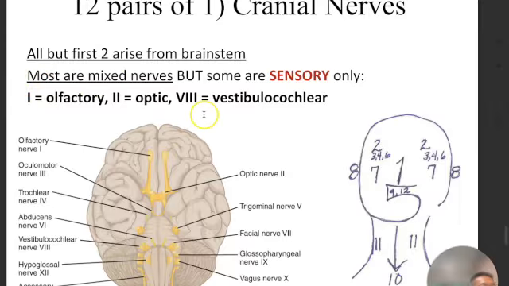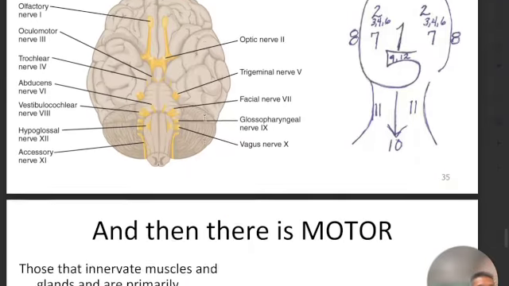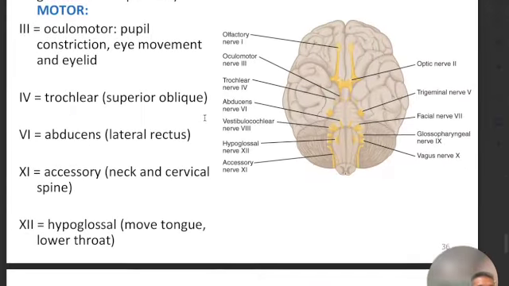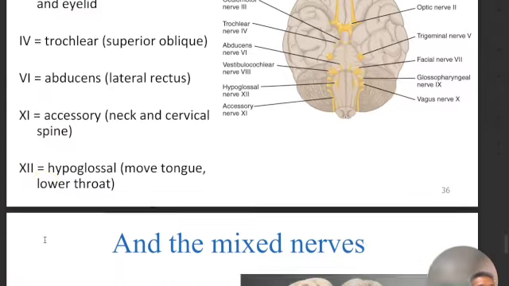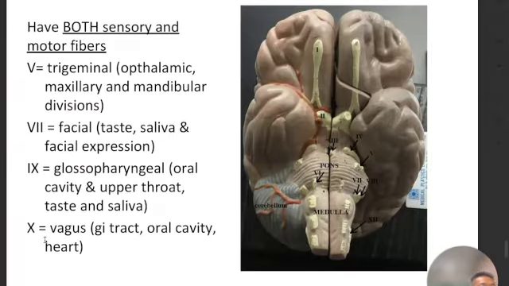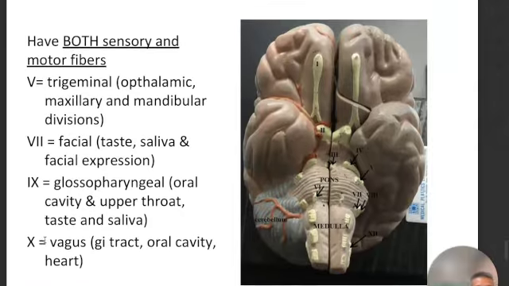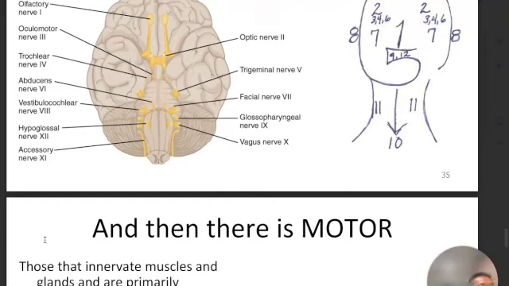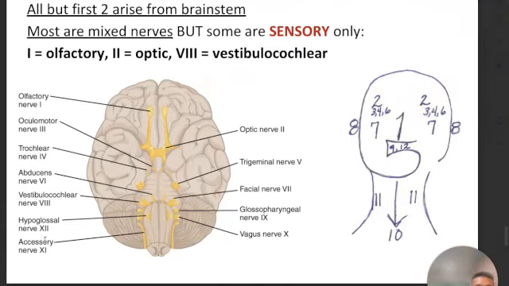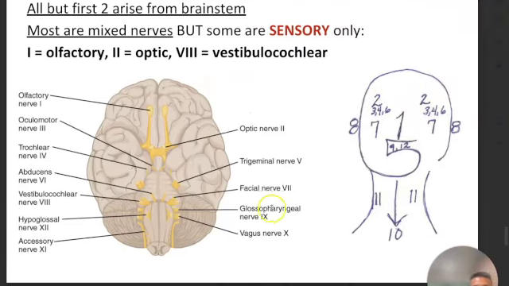1, 2, and 8 is only for sensory. 3, 4, 6, 11, 12 is for motor only. And the rest is mixed. 5, 7, 9, 10 is all mixed nerve. Okay? So just gotta find a way to remember, okay?